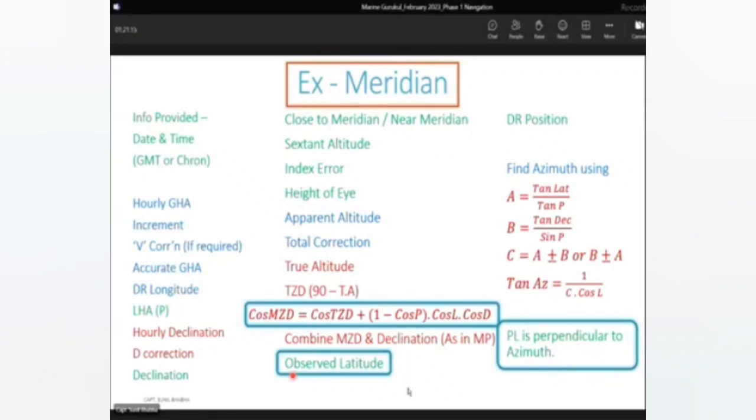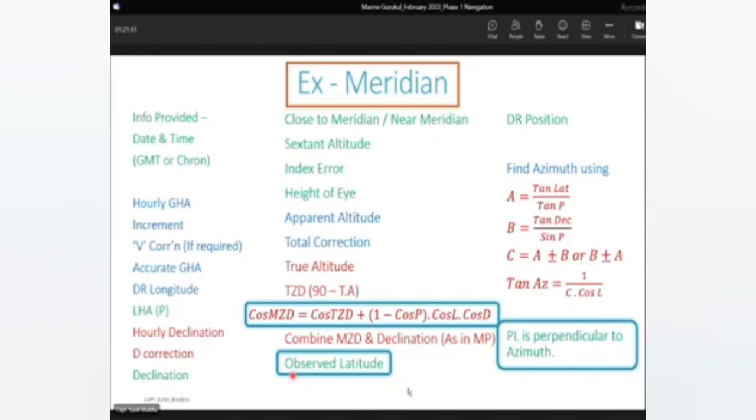Sir, you said observed latitude is not a fixed latitude, no? So how will we fix the position to get this azimuth? Beta, this latitude will tell us how to draw a PL. I'll show you how the PL is drawn, and we have to combine that PL with another position line to get our fix.